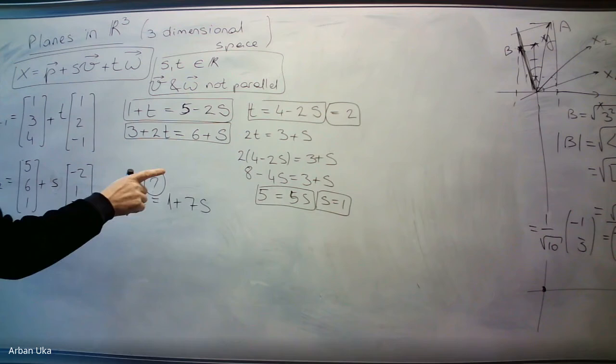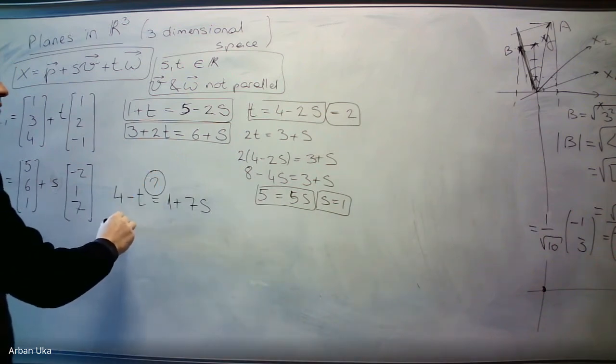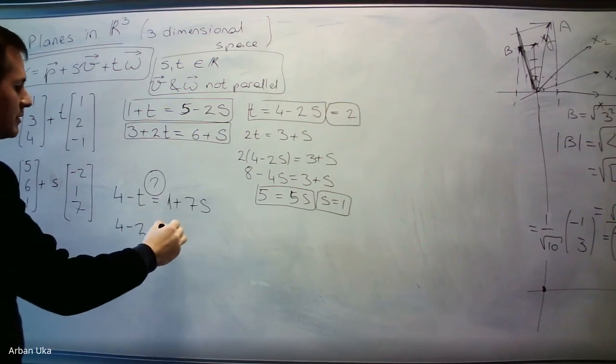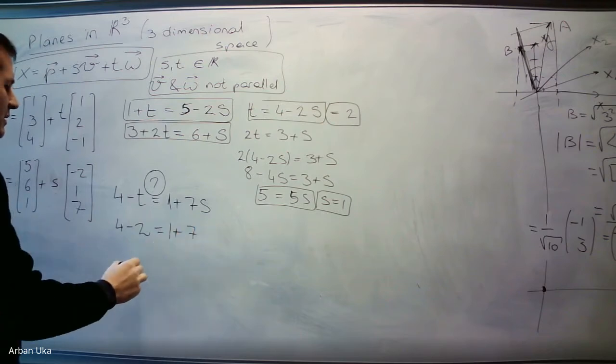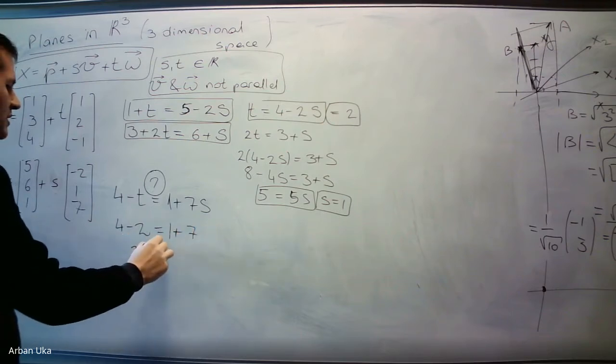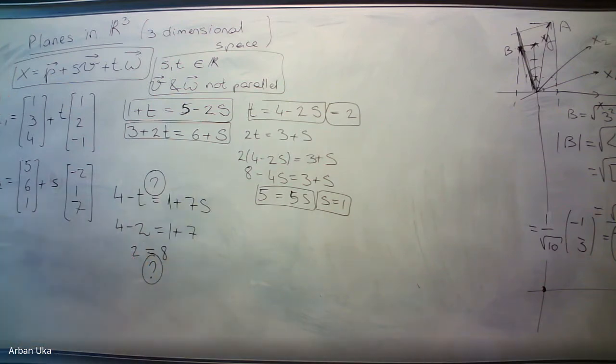Then we have here 4 minus 2, minus 2. This is equal to 1 plus 7s. What is 7s? 7. So this is equal to 2. This is equal to 8. So apparently it's not true. So this means that these two lines apparently never intersect.